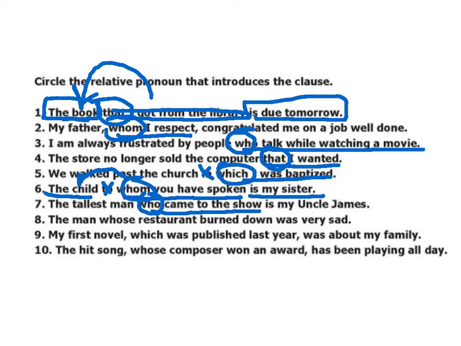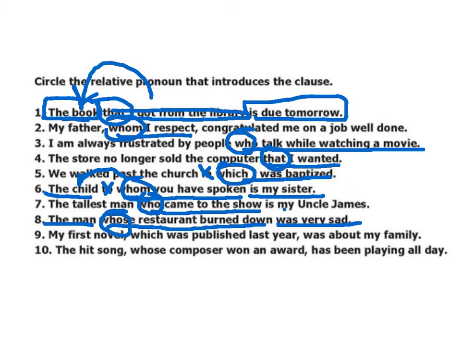Number 8, the man whose restaurant burned down was very sad. You've got the relative pronoun whose restaurant burned down. And we've got a verb here to let you know you need to stop there. And whose is a relative pronoun, whose restaurant burned down is a relative clause. And we can check that by saying, the man was very sad is the independent clause. I can take out whose restaurant burned down without changing or making the sentence incorrect. The clause just adds more information.